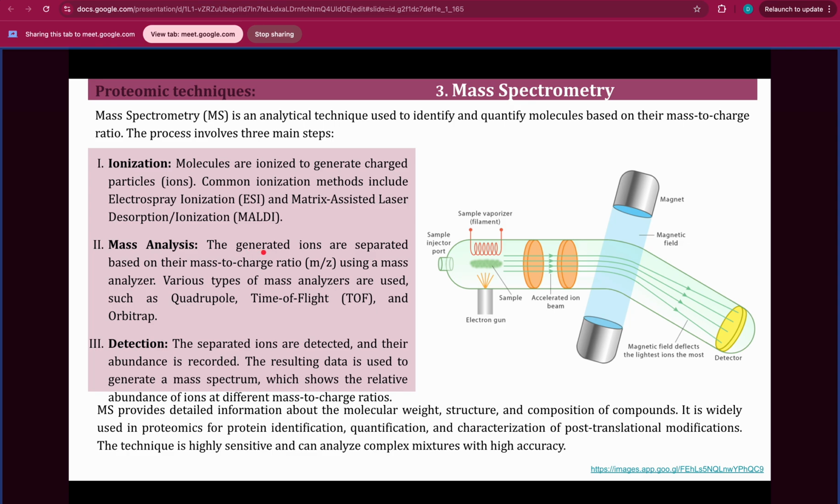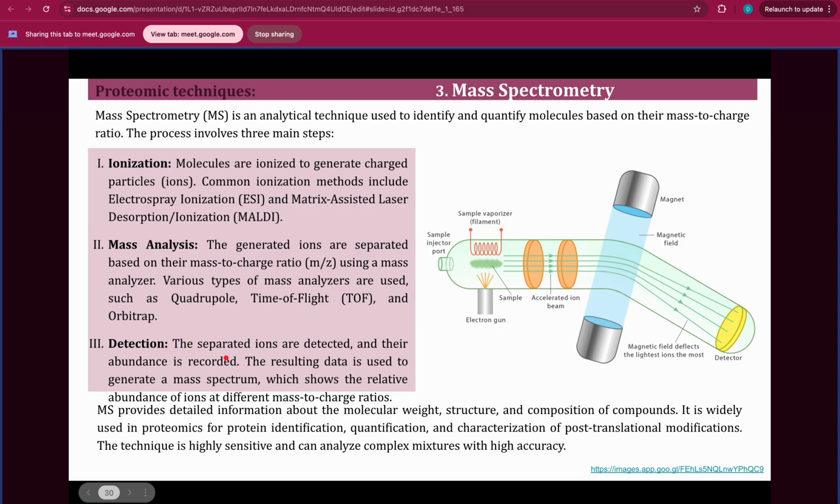So after ionization, the particles will have some kind of acceleration through which they will pass. Now the next thing is we have to analyze their mass. Generated ions are separated based on their mass to charge ratios using mass analyzers, and there are different mass analyzers present: quadrupole, time of flight, and orbitrap. There are some others as well, like triple quadrupole or ion trap. We will discuss how these different analyzers and ionizers work in later slides one by one, and ultimately we have to detect.